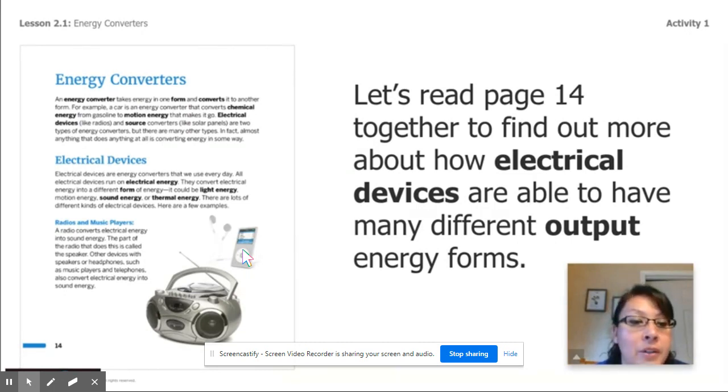Radios and music players. A radio converts electrical energy into sound energy. The part of the radio that does this is called the speaker. Other devices with speakers and headphones, such as music players and telephones, also convert electrical energy into sound energy.